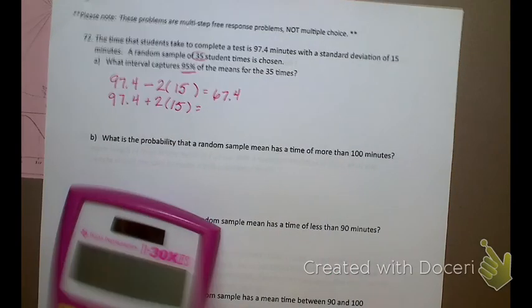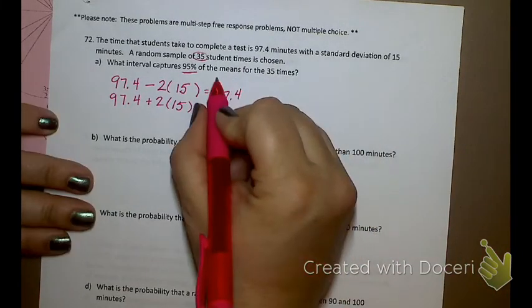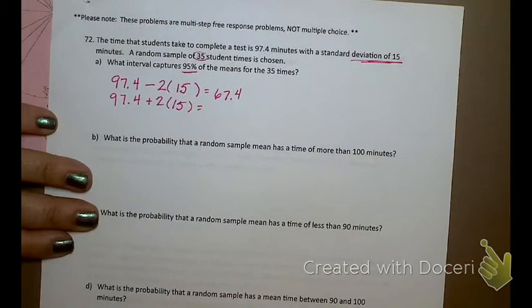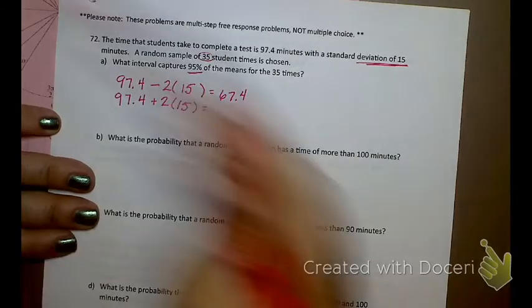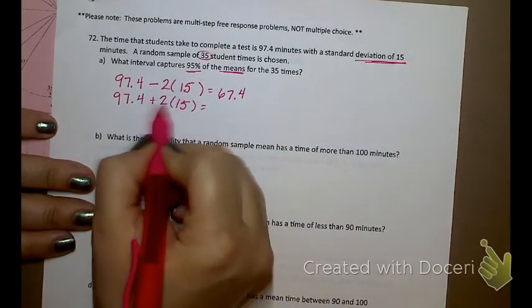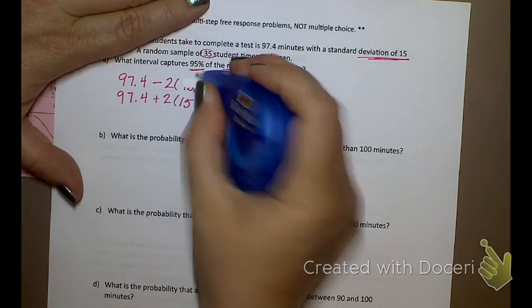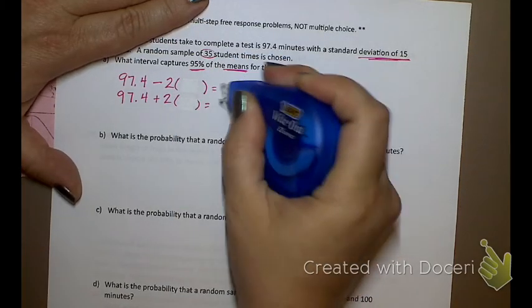Hang on, I did this wrong. See? You guys got me all distracted. I can't do that because that's the standard deviation of the original population. I need to do the standard deviation of the means. So this is all correct except for the 15 part. I have to use one of my formulas there. So let's get rid of that.